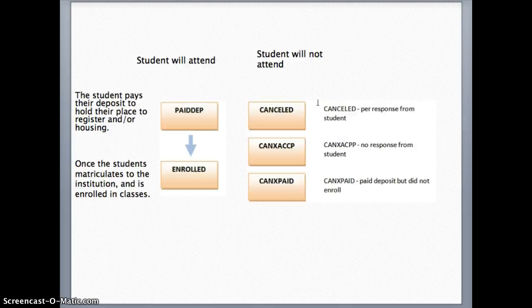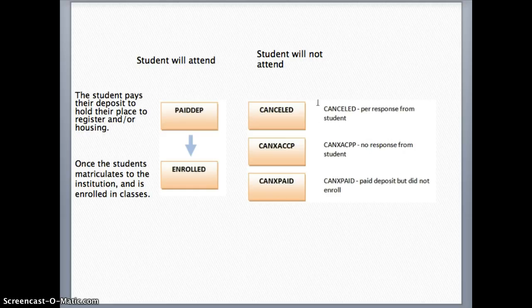Coming down to the very bottom of the funnel, you have those admission statuses where, as I mentioned, once they're accepted, they can accept us back. Students that will attend will pay a deposit, and once that deposit is paid, they're enrolled in classes, they've fully matriculated, and they become enrolled students. They will remain enrolled students even after they graduate. Their enrollment status remains the same.